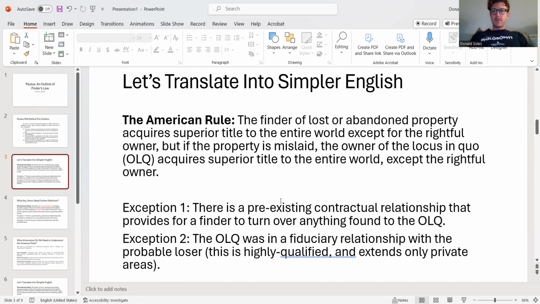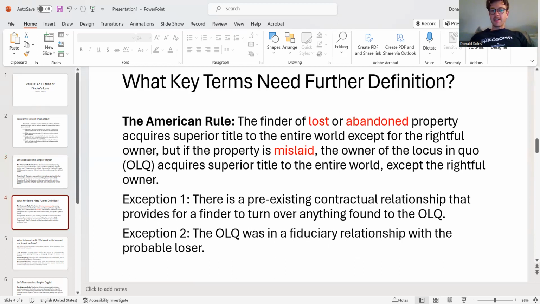So obviously this rule that I've just read has a few terms that as of yet have not been explicated. And I'd like to do that in just a moment, but let's think one more time about what the general rule is for America. It's that the finder prevails if the property is lost or abandoned, but the owner of the locus in quo prevails if the property is mislaid. They prevail over the entire world except for the rightful owner. So obviously now there are some terms that need further explication, aren't there? We have these notions of lost, abandoned, and mislaid property. So let's think about what each of these terms mean.